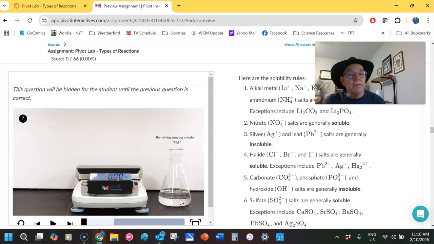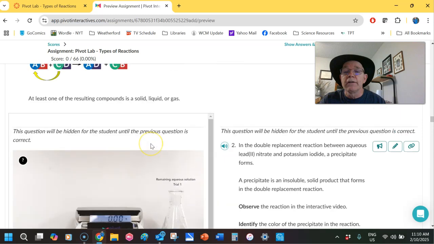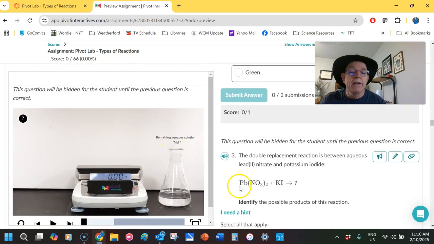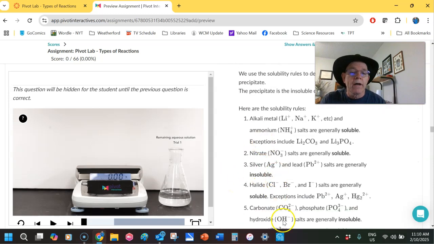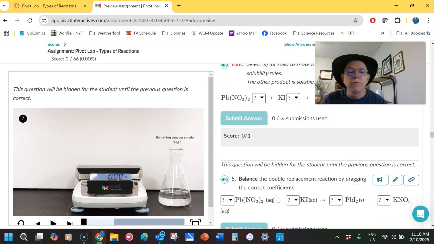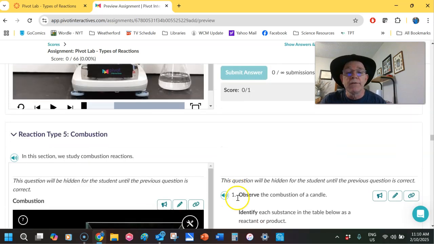The question is, which precipitate is it? Because there are two chemicals being produced, your two products in a double replacement reaction. So which one is the one that is insoluble? This gives you some guidelines of what kind of solutions would be soluble or insoluble, so you can figure out which one's which. And then once again, you'll need to put whether they're dissolved or did it come out as a solid. If it's a precipitate, it's going to come out as a solid. Then you're going to balance it.